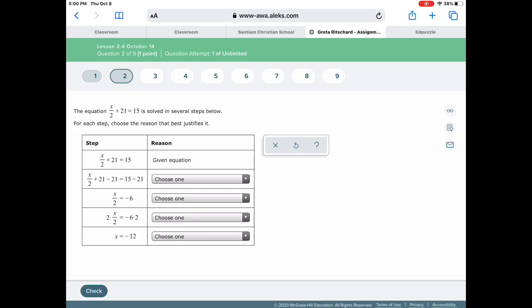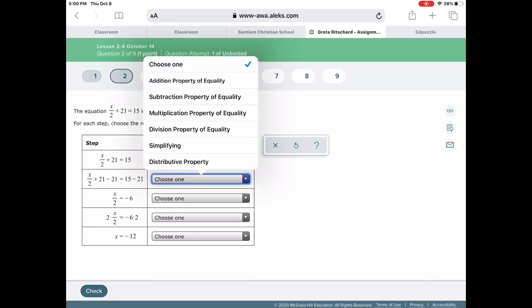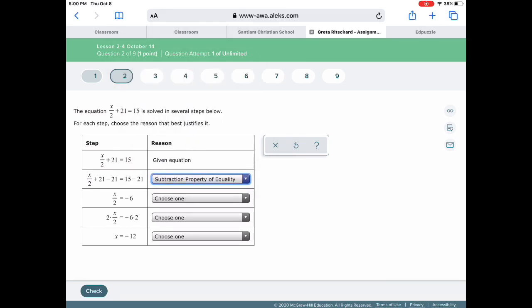You might have heard of the geometry students doing proofs. In the next problem, we just have to say, hey, what are we doing? We're subtracting 21 from both sides. That is the subtraction property of equality, and you can see that right there. x over 2 equals -6.